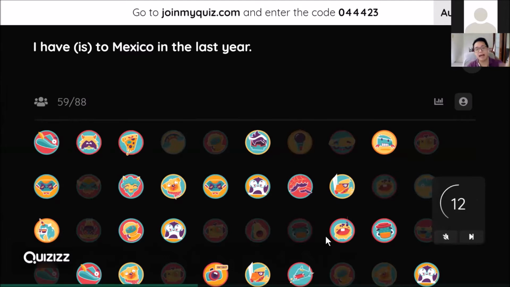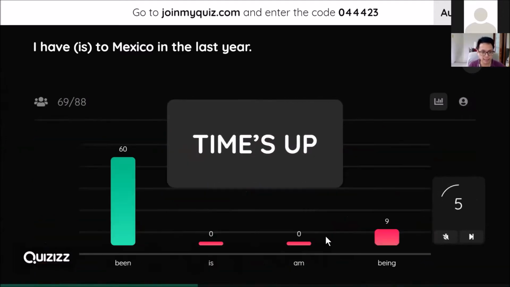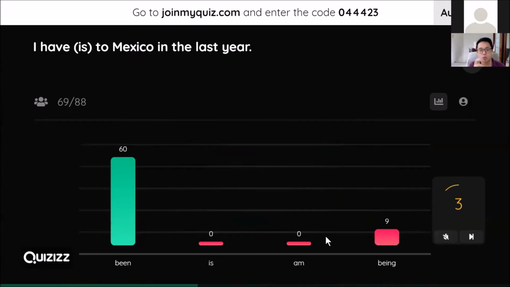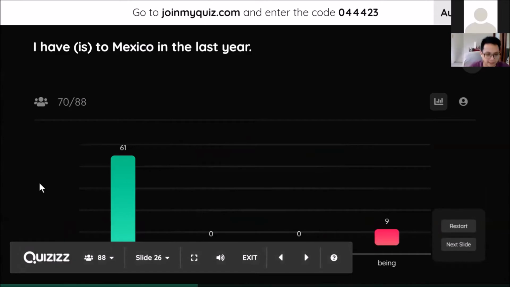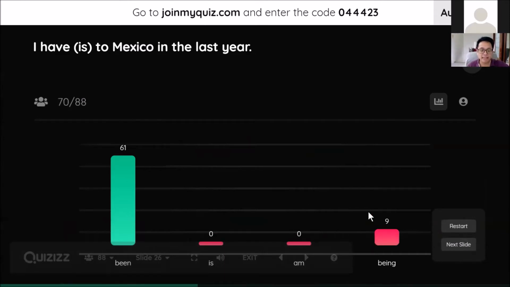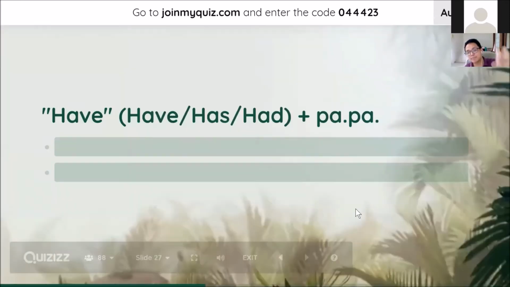Okay, so I have been to Mexico in the last year. I have. Here, have does not mean the meaning of 我有 Mexico. 这个是讲我有去过 Mexico. So here, have is what you call a perfect tense. Okay, perfect tense 后面也是要用 past participle.